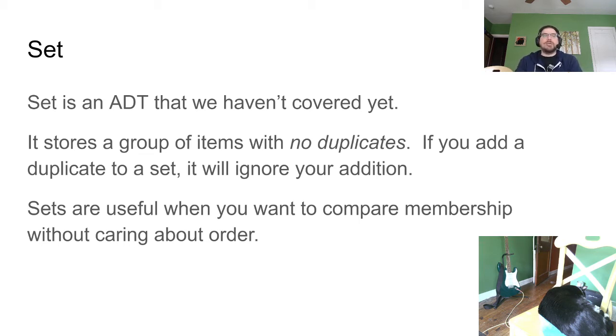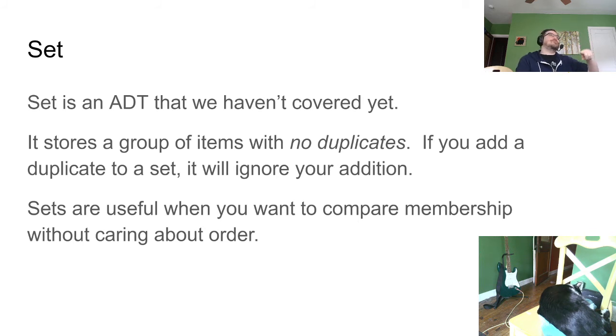If you add a duplicate to a set, not all of its operations, but most of its operations, will ignore your addition, right? So it's like a mathematical set. You're saying what things are members of this set. So if I add Jules the cat to the set, yeah, he's like, what? Don't wake me up. I'm sleeping. If I add Jules to the set and then I try to add Jules again, it's like, well, Jules is already in the set.